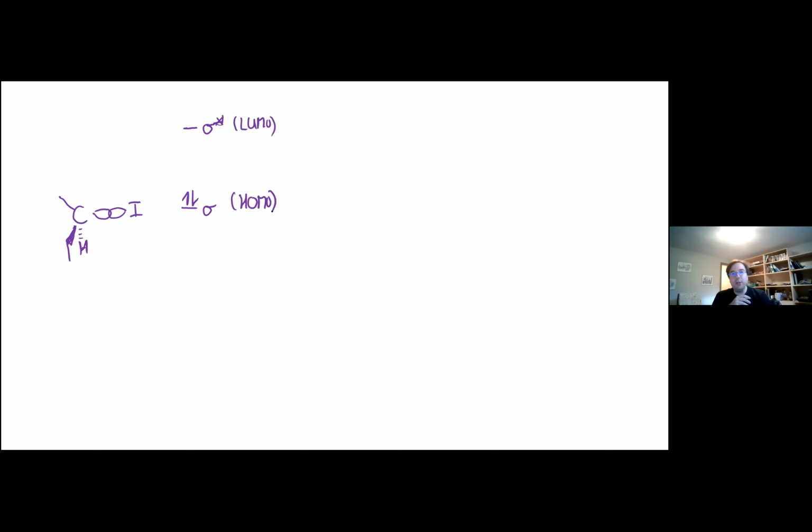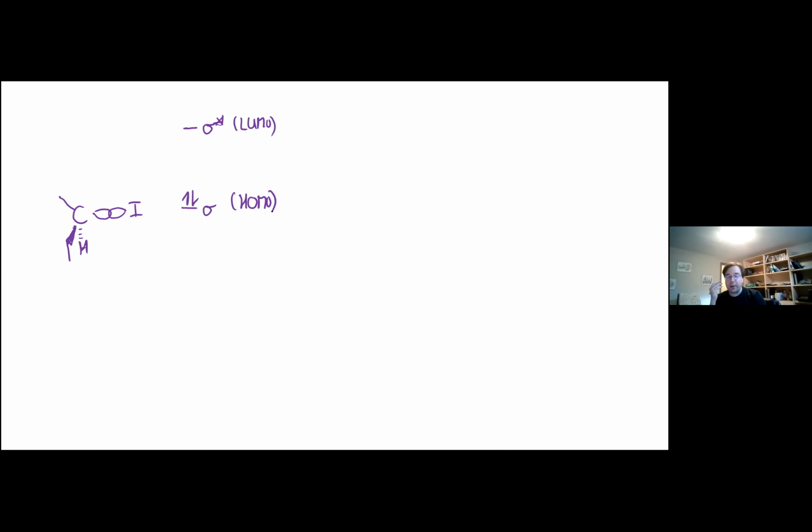And the reason why you have a LUMO and a HOMO here is because this carbon-iodine bond is your weakest bond. Since it's the weakest bond in the molecule, that means its electrons are in the highest energy state. Strong bonds, stable electrons, low energy orbitals. Weak bonds, unstable. The electrons are in a higher energy state.